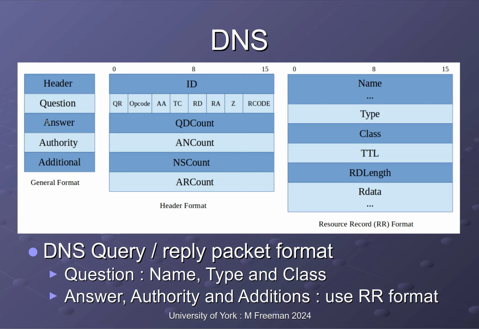And obviously, because you can have one or more questions or these various elements, you need some field to indicate how many questions are within this message. So here you've got a 16-bit value that tells you the number of questions, number of answers, number of name servers, and number of additional resource records.